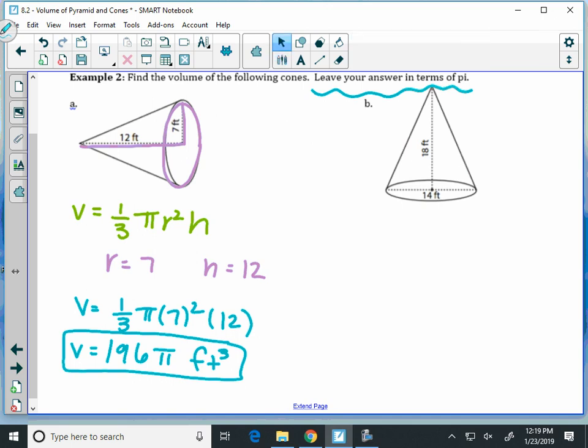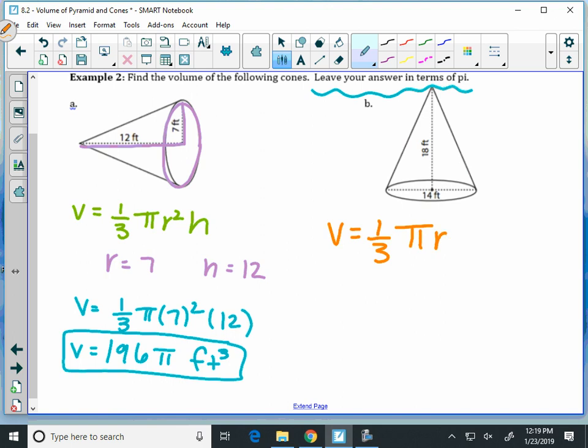Questions over that? We take a look at B again. We're finding the volume of a cone. Write down the formula. And we need to know what our R and our H is. Looking at that cone, what's our R? 7. Very good. They gave us the diameter of the circle. We only want to know the radius, so you have to cut it in half to get 7. What's the height of our cone? 18. So it starts at the point and it goes straight down. Plug them in.